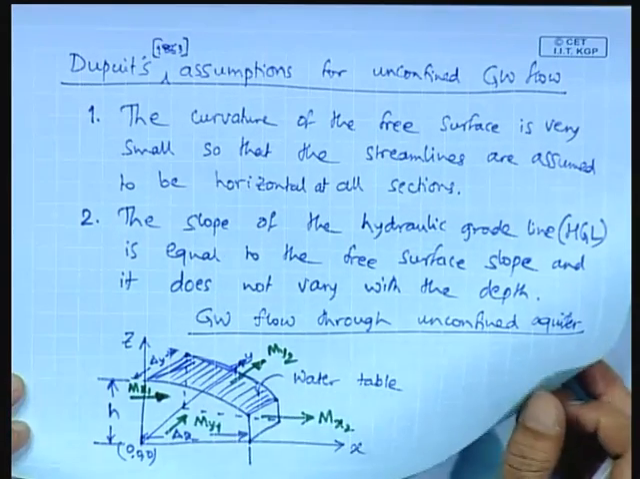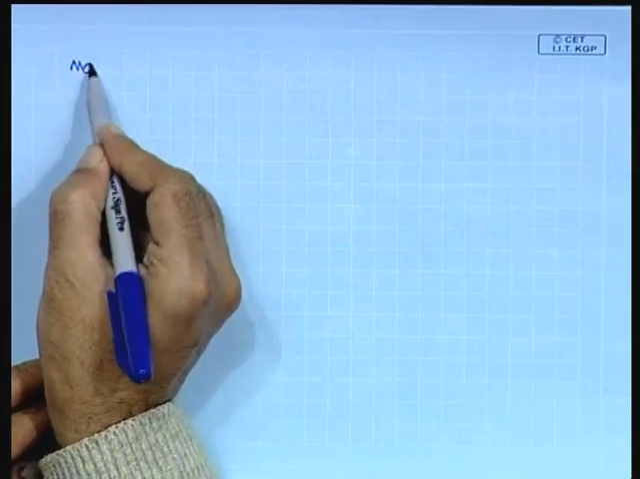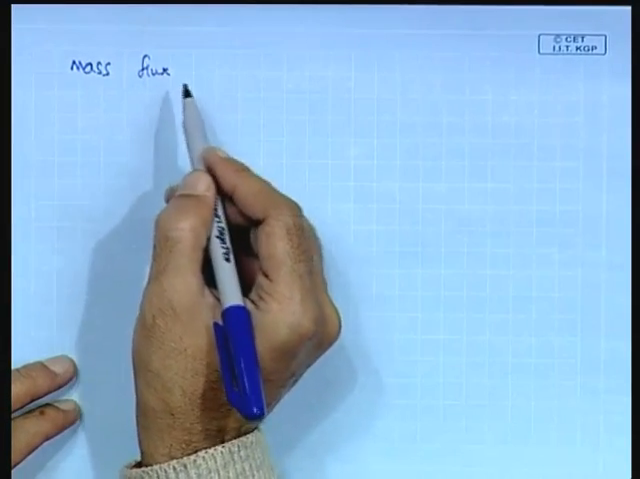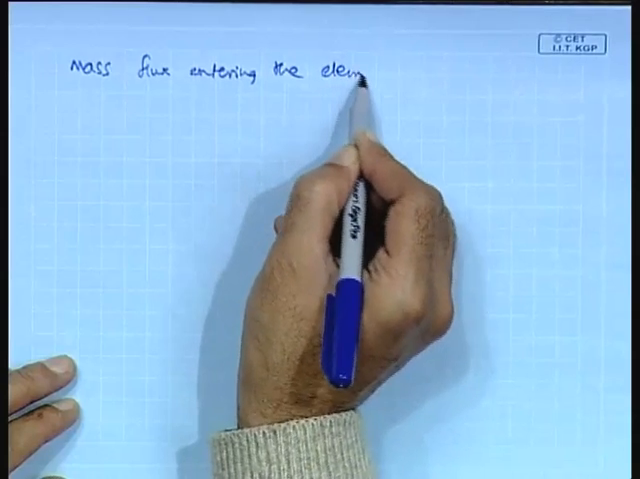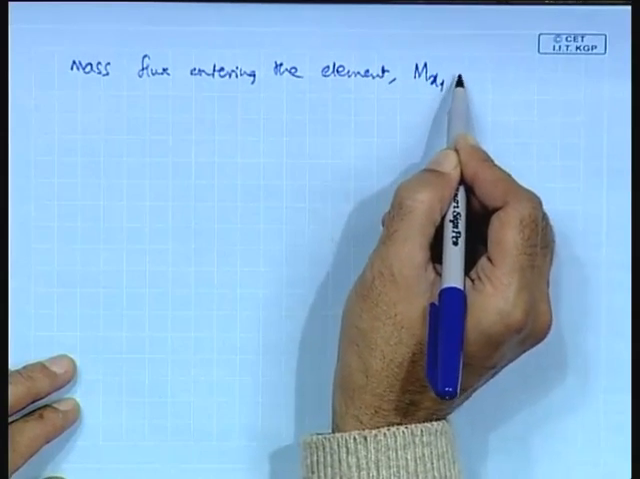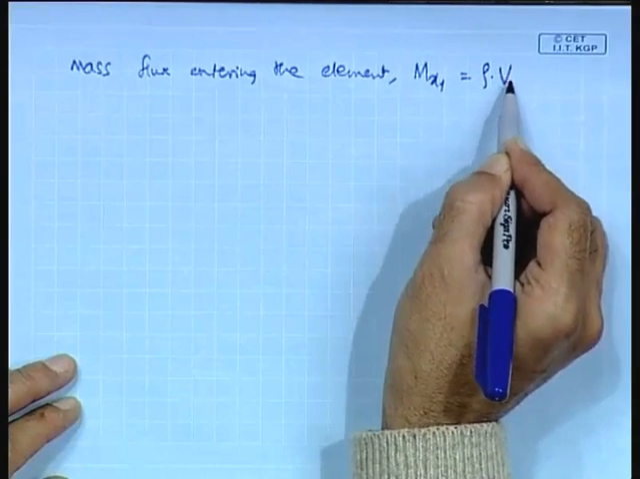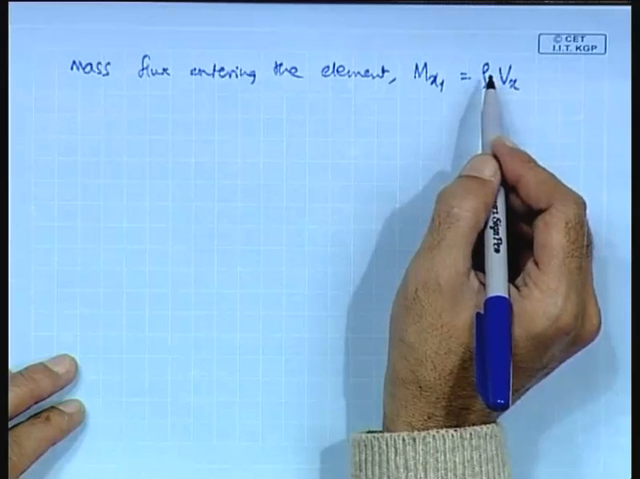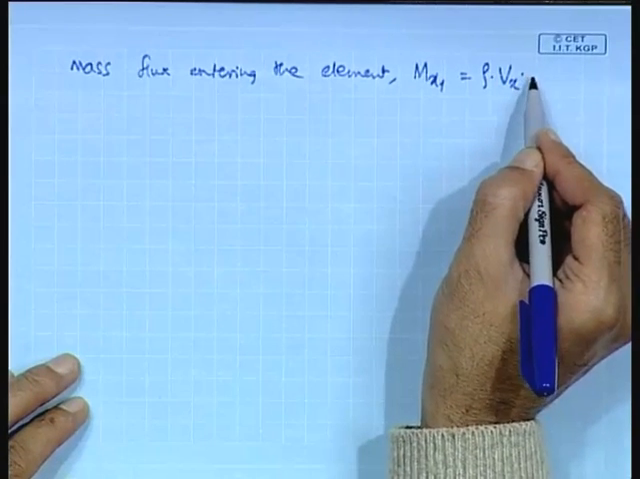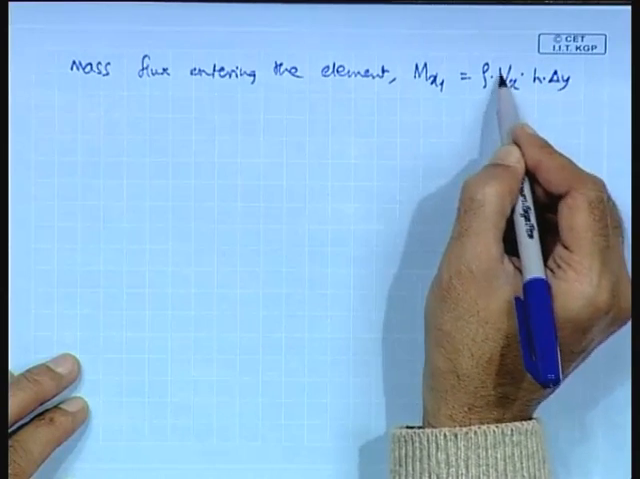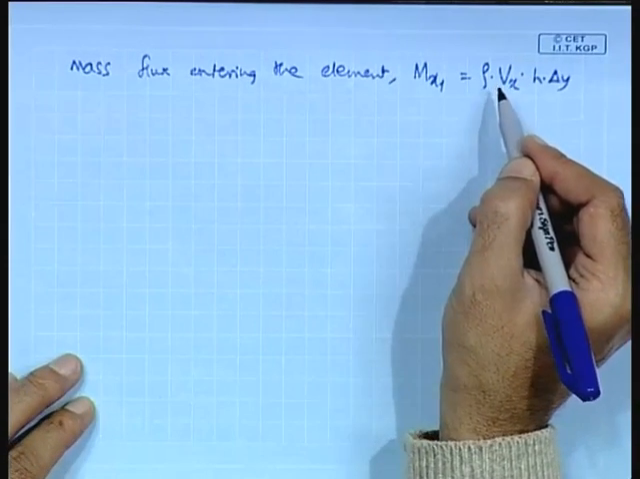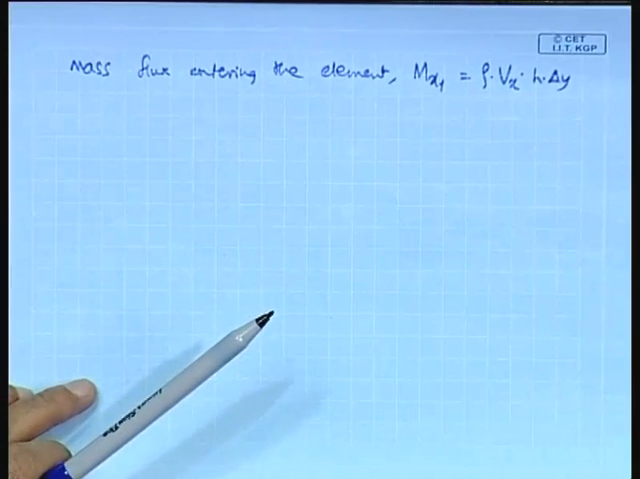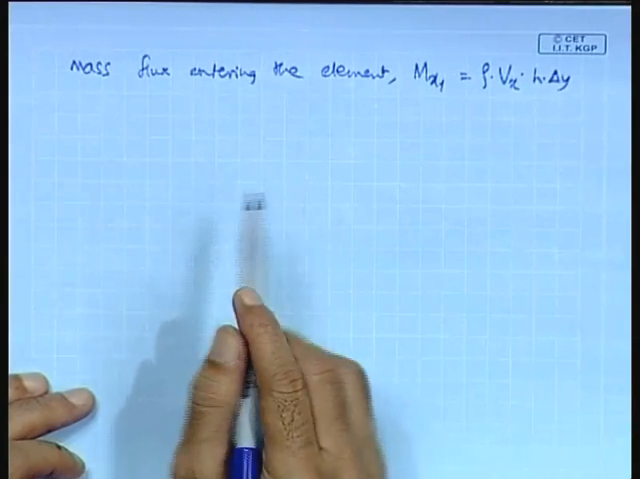So now let us write down the expressions for the mass flux entering the element. So this is given by mx1, which is rho into say vx, the groundwater flow velocity in the x direction, into h into delta y. h into delta y is the cross sectional area, so vx into the cross sectional area of flow will be the discharge, into rho, that will be the mass flux or the mass rate of inflow.